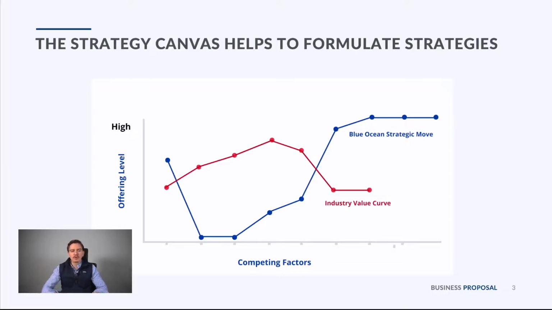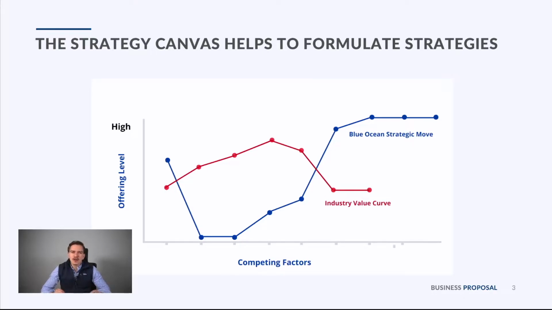So you list all of the attributes that are important for your customer in the competing factors line. And then the other axis is the offering level. Okay, so this means, is your product or the product from your competitor, are you very strong in this category or not? Okay, and what you try to do is that you first draw the line for your competitors, in the market where you're currently at, in the red markets. This is the red line that you see here on the graph, which is called industry value curve.